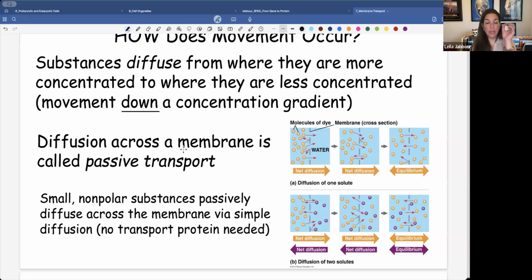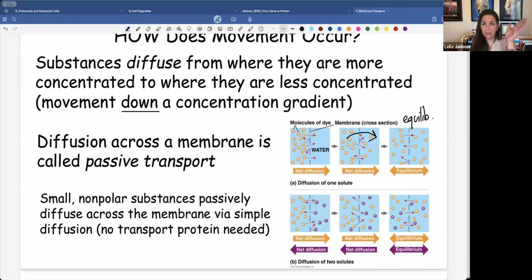So diffusion across a membrane is called passive transport. No energy required. So here, there is a diffusion from these solutes that are so concentrated on the left, and they're going to want to move, and eventually they move to the right, until equilibrium, right? Not until they all move to the right. No, it's until equilibrium is reached between the two sides of this artificial membrane in this particular kind of beaker.